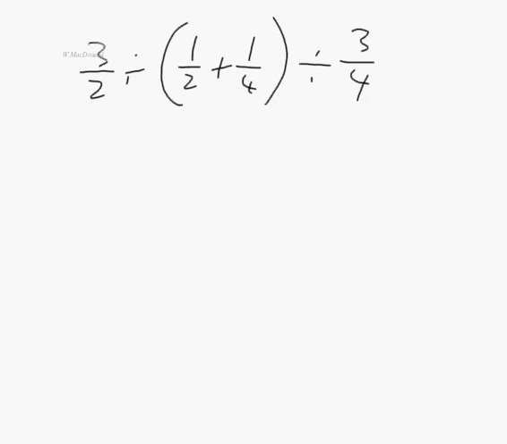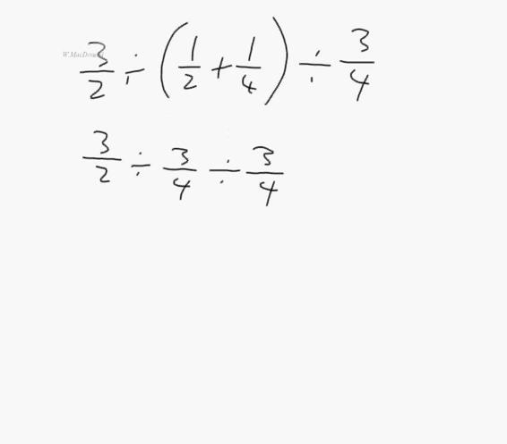Your second question, I have just enough time to put it down, is 3 halves divided by, in brackets, 1/2 plus 1/4, divided by 3/4. So the first thing I'm going to simplify in this one is my brackets. Most of us know that 1/2 plus 1/4 is 3/4. But if you didn't know that, you could find your common denominators and add them together, and you still get 3/4. So I now have 3 halves divided by 3/4 divided by 3/4.